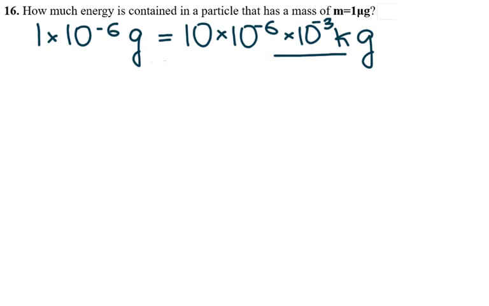So together, kilo and negative 3 cancel. So actually this mass is equal to 1 times 10 to the negative 9 kilogram.